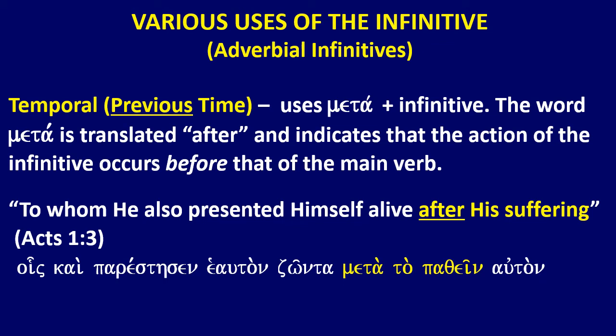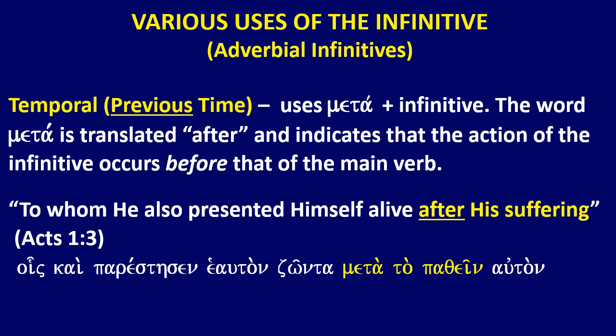"To whom he also presented himself alive after his suffering." So notice it answers the question of when. When did he present himself alive? It was after his suffering. So in other words, his suffering was previous to presenting himself alive at the beginning of the book of Acts. We know that he was going to ascend to heaven shortly there in the context of Acts chapter 1. But first he suffered on the cross, then he rose from the dead, then he was with them 40 days, being seen by them multiple times, many infallible proofs, and this all occurred after his suffering, is the idea.